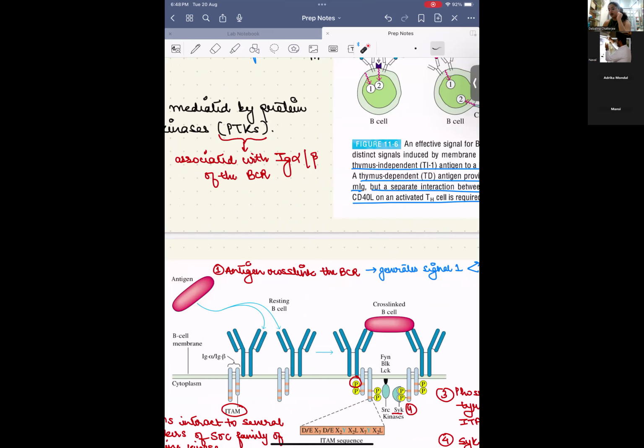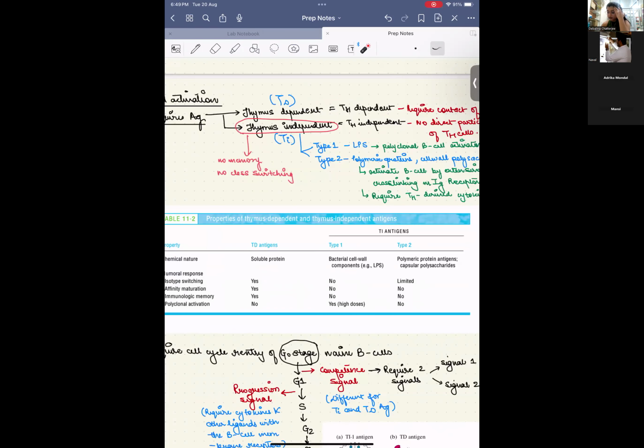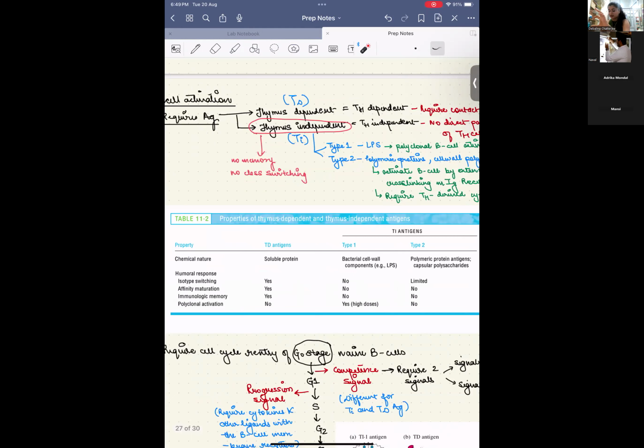And here we have a table that summarizes the properties of these two types of antigen. The chemical makeup of thymus-dependent antigen is actually proteinaceous in nature, whereas the TI antigens can be cell wall components or polymeric proteinaceous antigens present on the capsule, or say the flagella of a bacteria or a protozoa, those kinds of structures.